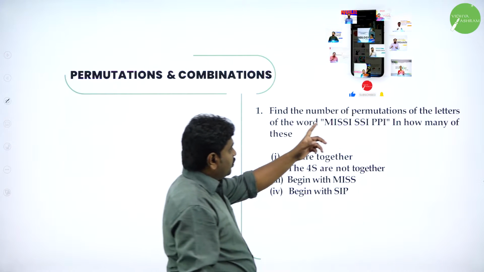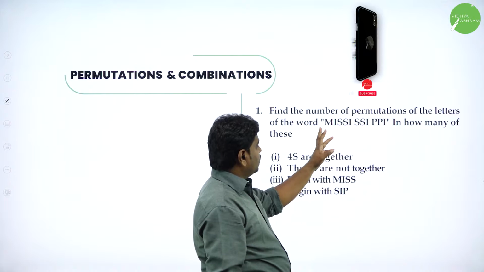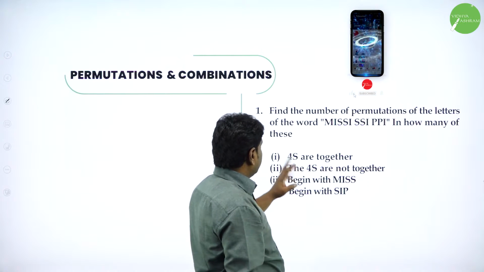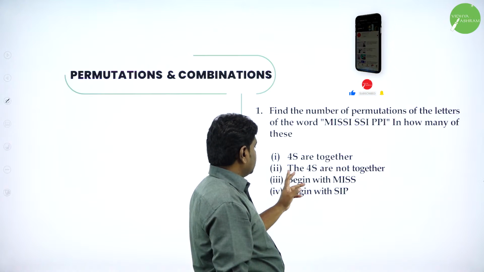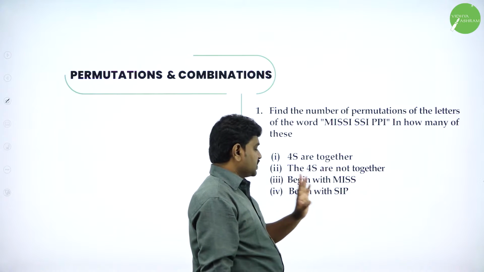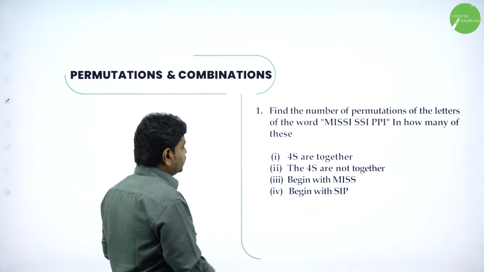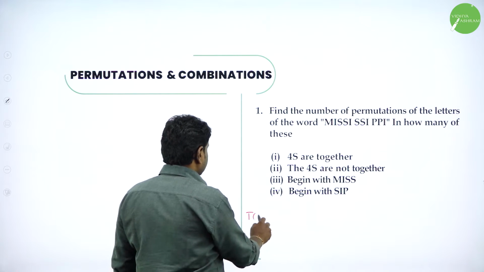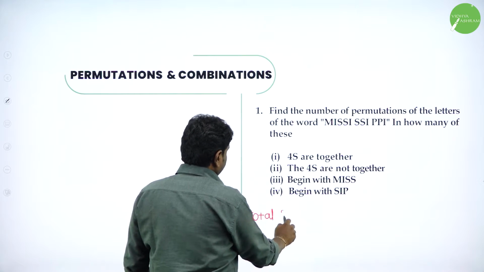Find the number of permutations of the letters of the word Mississippi. In how many of this are the 4 S's together, the 4 S's not together, begin with MISS, begin with SIP. 4 different questions. First, we'll find the total number of permutations.